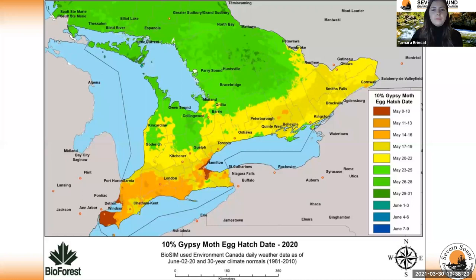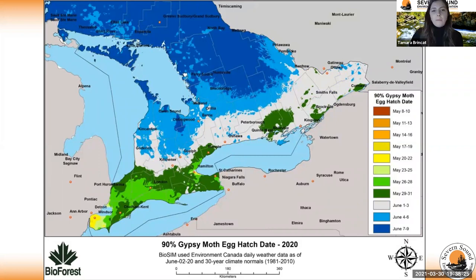And then here is the 90% gypsy moth hatch date. Our area is a light to dark blue, which indicates it was predicted we'll experience 90% of gypsy moth hatching around June 4th to June 9th. And again, these models can be used to estimate when gypsy moths are going to hatch this year and then help you time management properly.